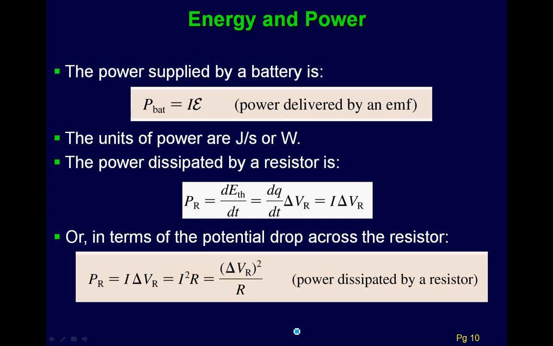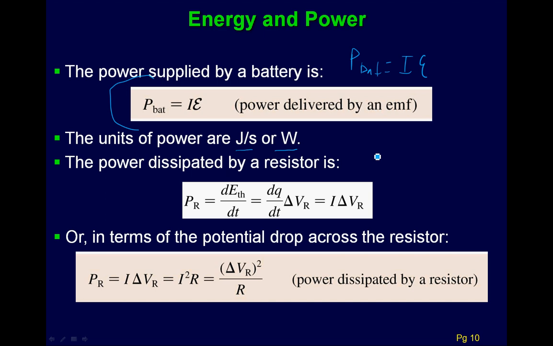Now, one of the last things we'll be talking about in terms of circuits will be power. And so there's two ways that we sort of think about power. First of all, we talk about power supplied by the battery. And so the power supplied by the battery is the current times the EMF, P sub-battery equals I times EMF. Units for power are joules per second, or what we call watts.